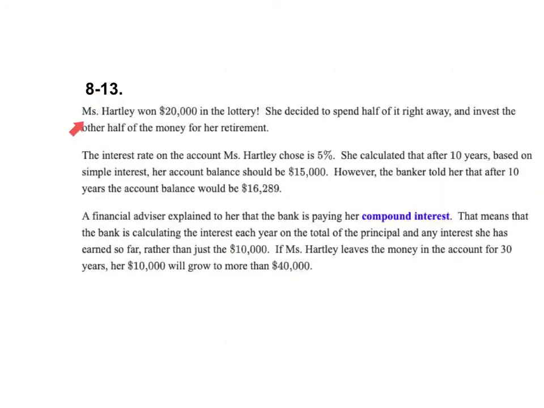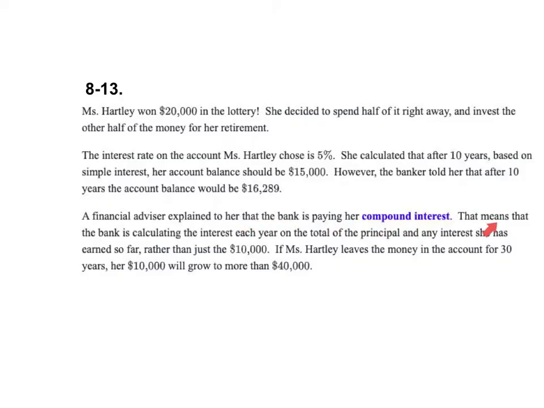It says this: Miss Hartley won $20,000 in the lottery. She decided to spend half of it right away and invest the other half of the money for her retirement. The interest rate on the account that Miss Hartley chose is 5%. She calculated that after 10 years, based on simple interest, her account balance would be $15,000. However, the banker told her that after 10 years, the account balance would be $16,289.